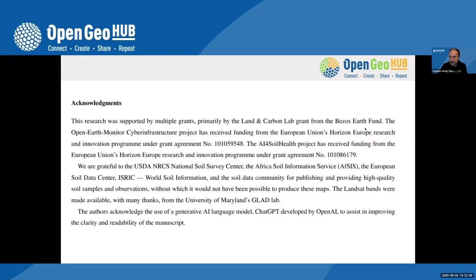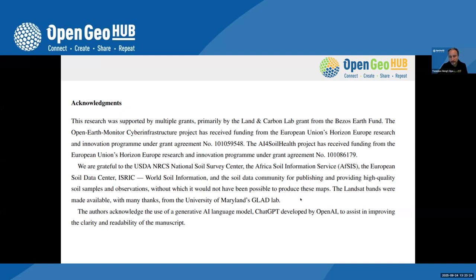This research I'm showing you has been part of multiple projects, mainly. Most important to mention, the OpenNet Monitor project, a Horizon Europe project. Also, the Bezos Earth Fund funding the Land Carbon Lab helped us build this data. And the Africa Soil, AI for Soil Health project, also a Horizon project.